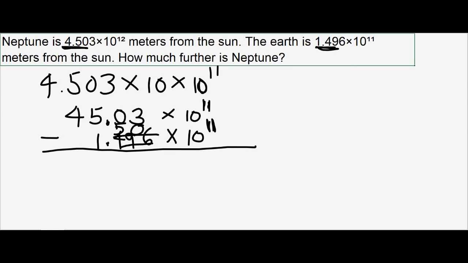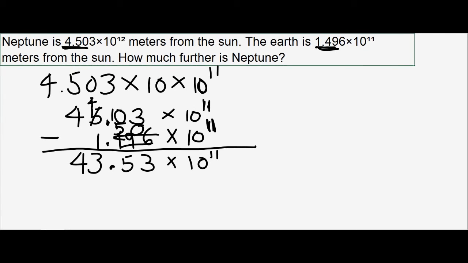So now I'm subtracting, and I can do that just the way I normally would. 45.03 minus 1.50. I'll take 3 minus 0. I get 3. And then 0, I borrow to get 10. 10 minus 5 is 5. Then 44 minus 1 is 43. And it's then times 10 to the 11th, because I haven't really changed that. So I'm still at times 10 to the 11th.